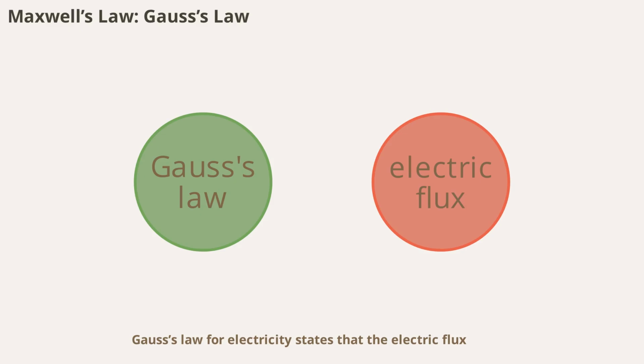Gauss's law for electricity states that the electric flux through a closed surface is proportional to the charge enclosed. This law helps us understand how electric fields originate from charges and how they distribute in space. It's a cornerstone for analyzing electric fields in various configurations, from simple point charges to complex systems.